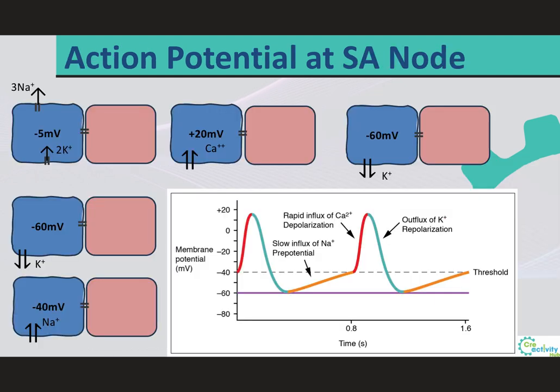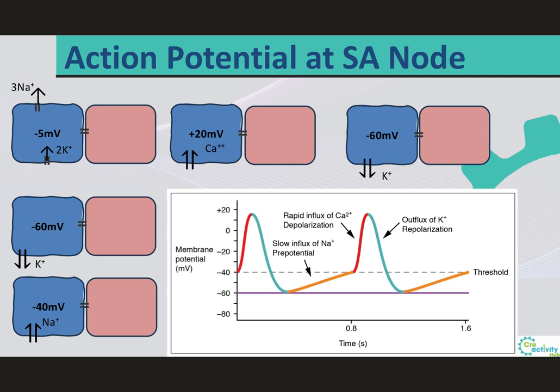So how do the SA node and the AV node send their electrical signals? We have already established that the SA node spontaneously depolarizes, right? They just basically stimulate this action potential all by itself. But how does this happen?